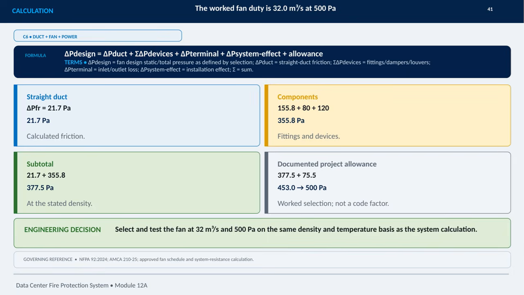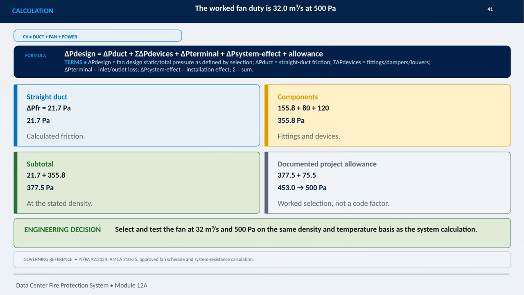Adding those values gives a system subtotal of 377.5 pascals at the stated air density. The project then applies a documented allowance of 75.5 pascals. That brings the calculated requirement to 453.0 pascals, which is rounded for the work selection to 500 pascals. This is a project calculation, not a code-prescribed factor.